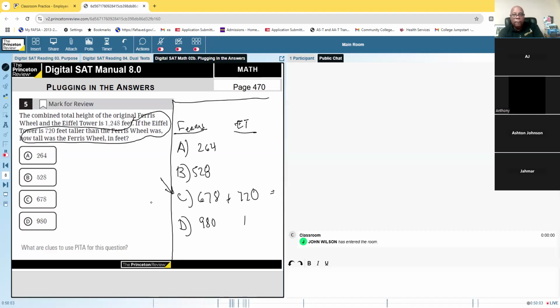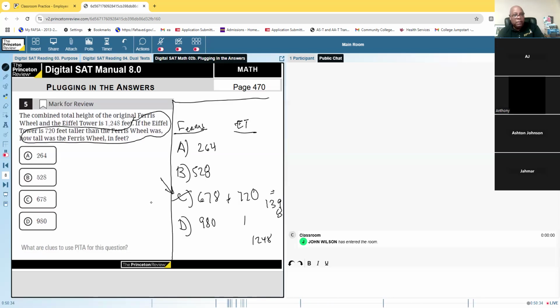Get 1,398. All right, 1,398. Is C the answer? Nah. And how do you know it's not the answer? Because it's not the combined height. Very good. It's not. And what is the combined height, to make sure everybody hears? 1,248. That's right.